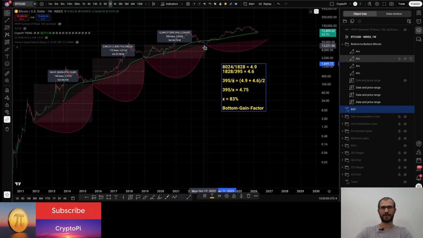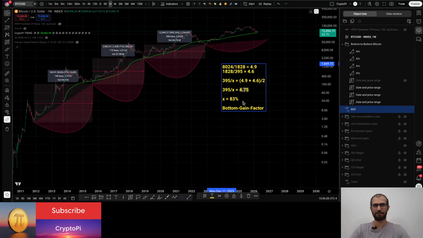This x is the percentage gain of the bottom of this one from this one. So if you increase this bottom, the gain happens, and then we get the bottom for the current cycle. The factor which we get is 4.75 approximately, and that gives us the x value of 83%. So the bottom gain factor is 4.75 plus minus, let's say 0.25, because we had 4.9, 4.6. So if we give plus minus 0.5, we can define the range over here.